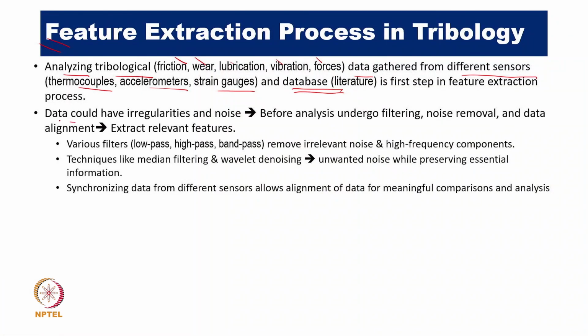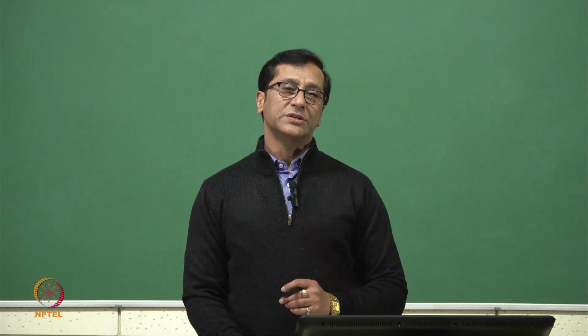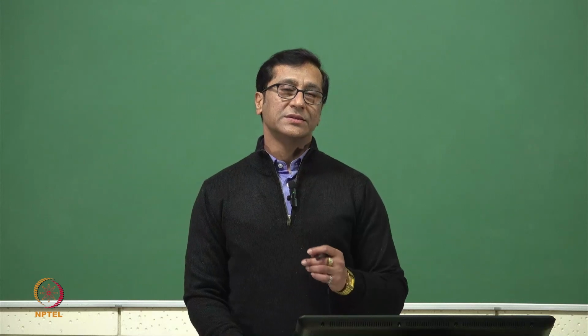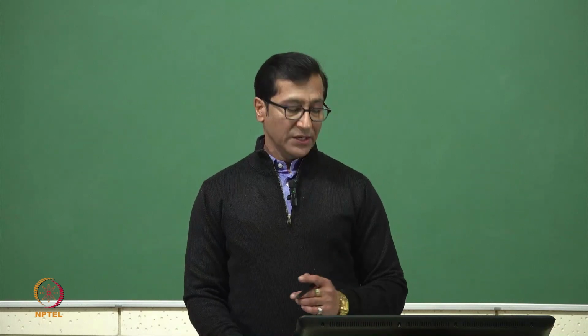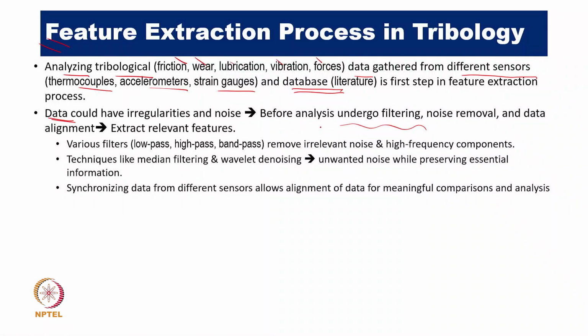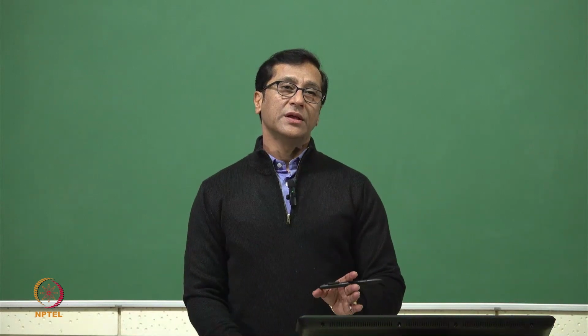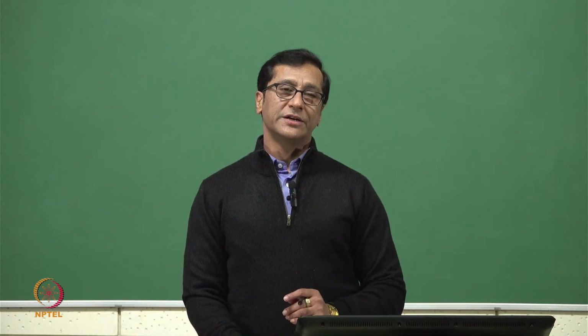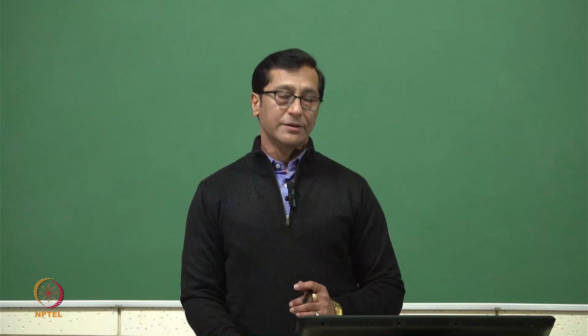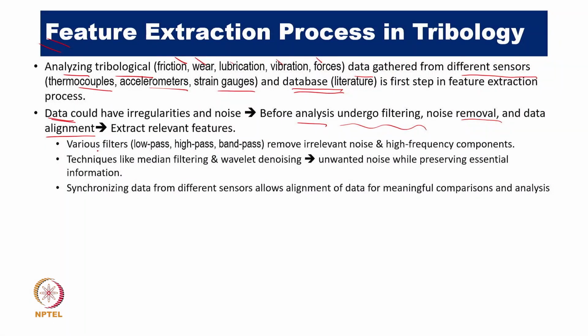One of the major things is that most of the data contain noise and irregularities. So before going for the real analysis, before making a model, can we go ahead with filtering so that noise removal happens and data alignment happens. This is another important thing, data alignment. I'll show you one of the gear slides where the data alignment was done in our lab, and I will describe that example. So in this case, what kind of filter do we use?